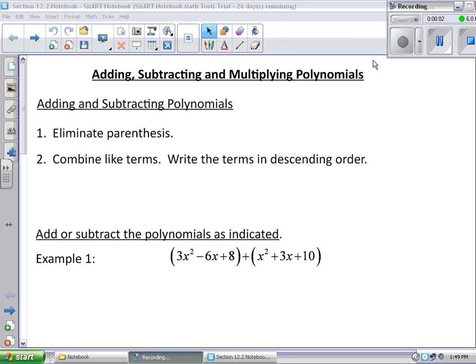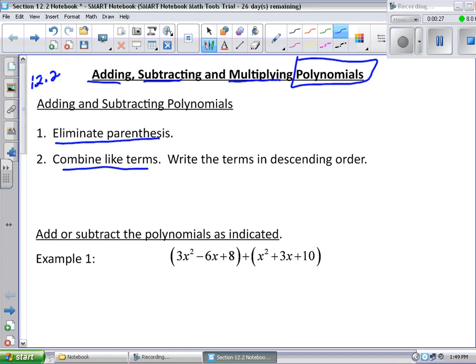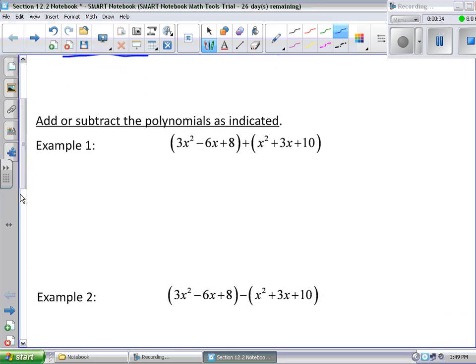I will be talking with you about Section 12.2. We'll be talking about adding, subtracting, and multiplying polynomials. First of all, adding and subtracting polynomials. When we want to add or subtract polynomials, we'll eliminate the parentheses first, combine the like terms, and write the terms in descending order. So let's look at our first example.